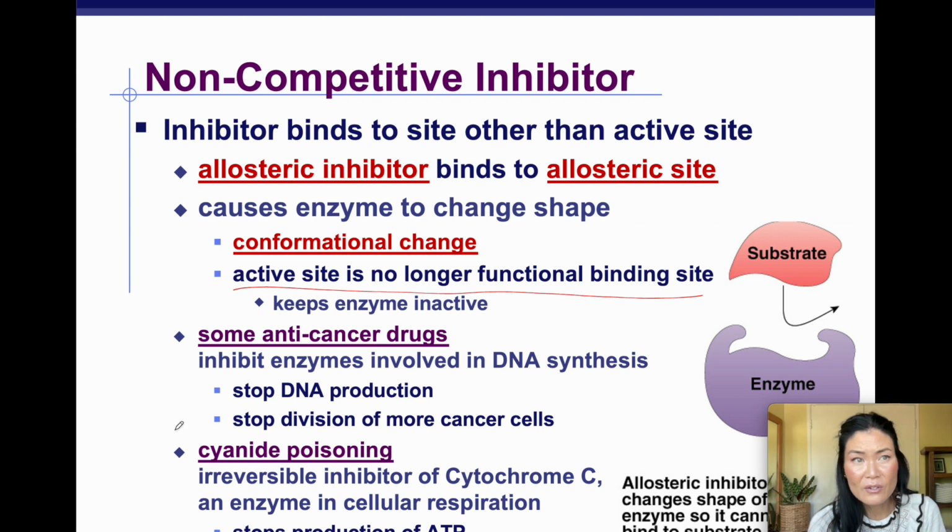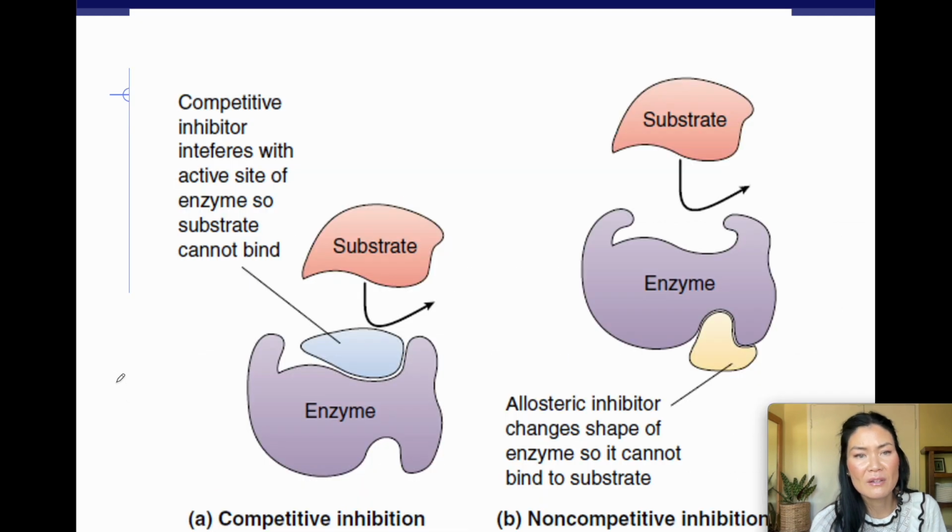Cyanide, you guys all have heard of cyanide poisoning, and cyanide is poisonous because it's an irreversible inhibitor of cytochrome C, which is a necessary enzyme for ATP production. Cytochrome C is an enzyme in your mitochondria that helps produce ATP, and cyanide binds to it and it doesn't come off, and that's why it would lead to death. Okay. So these are the two main types of inhibitors.